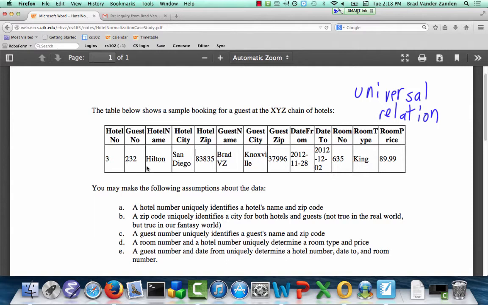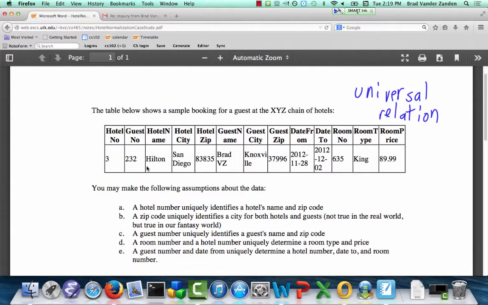And the goal of normalization is to decompose this universal relation into a smaller set of relations that have two properties. First of all, the lossless join property, that you can rejoin those smaller relations to obtain the information that was contained in the larger relation. And the second is to maintain data integrity, so that any integrity constraint that applied to that universal relation applies also to the smaller decomposed relations. And normalization provides a process to accomplish those two goals.